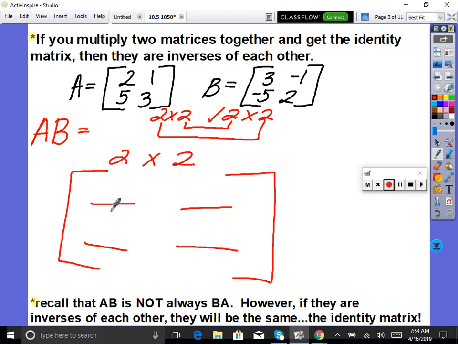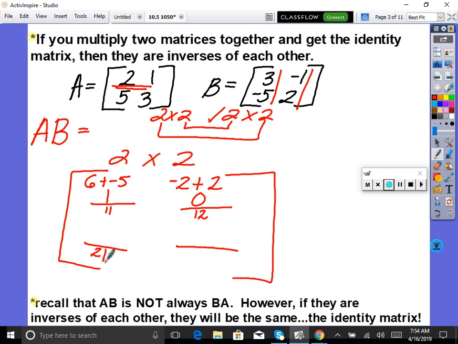Let's go to row 1, column 1. Row 1, column 1. 2 times 3 is 6. 1 times negative 5 is negative 5. So we have 6 plus negative 5, which is 1. Now let's go to our first row, second column. So that'd be 2 times negative 1, which is negative 2, plus 1 times 2 is 2. So we're getting out 0. So we got 1 and 0 so far.